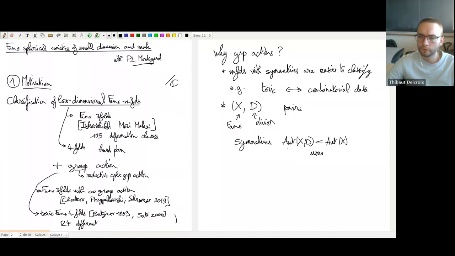So it makes sense to consider various possible group actions and to know all the possible meaningful group actions that you have on X. That's what I'm trying to motivate here. Okay, so I will be interested really in classifying not the X, but the X equipped with an action of a group.